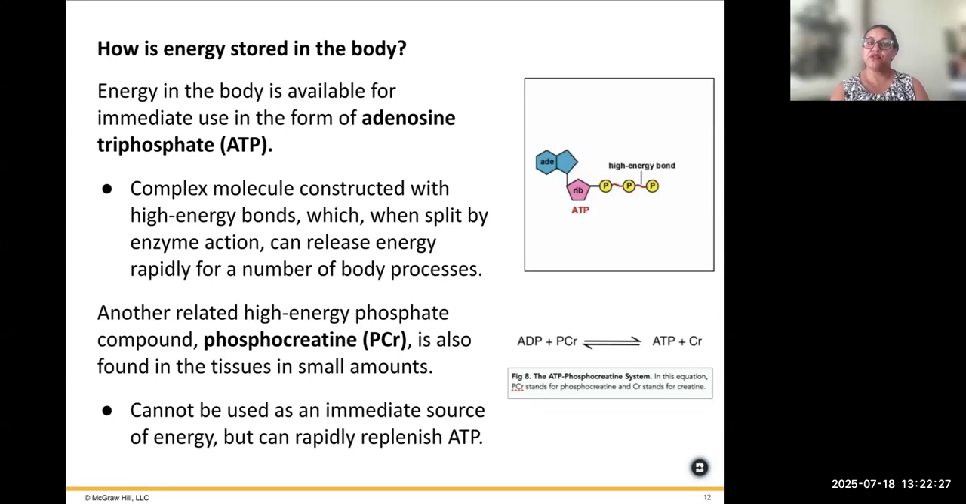A complex molecule constructed with high energy bonds, which when split by enzyme action can release energy rapidly for a number of body processes. Another related high energy phosphate compound is phosphocreatine, abbreviated PCR. It's also found in the tissues in small amounts. It cannot be used as an immediate source of energy, but can rapidly replenish our ATP so we can use more of that.